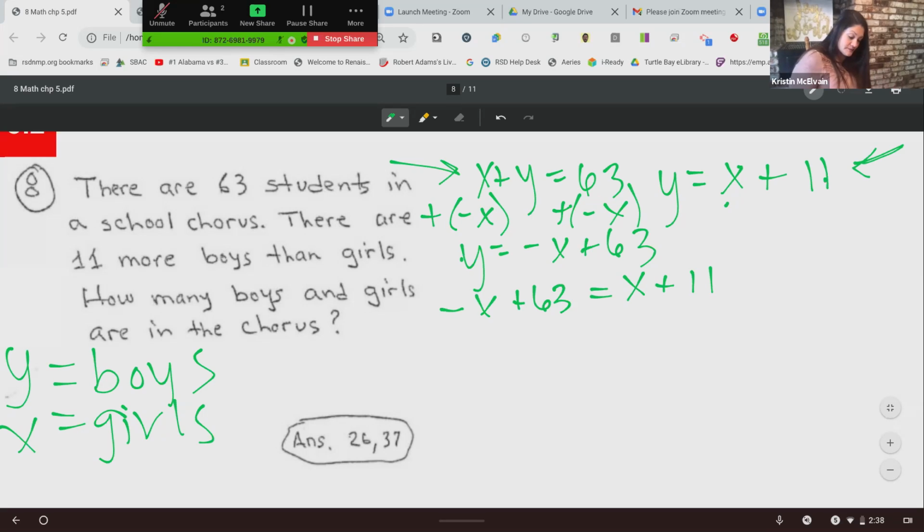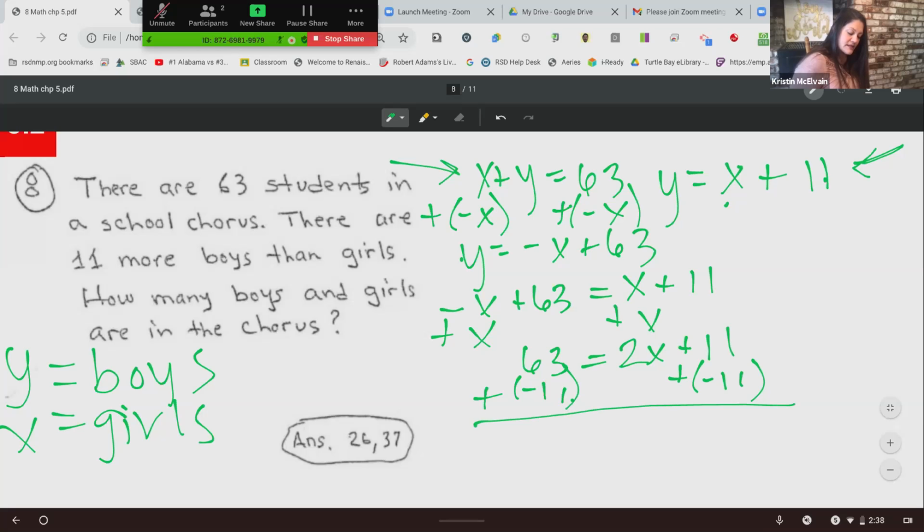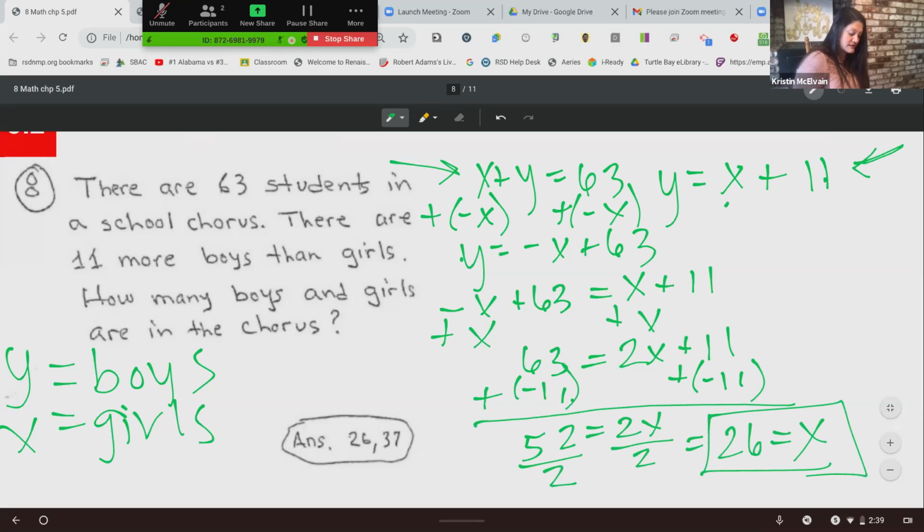Let's first get rid of this negative x by adding the opposite. Now we have 63 equals 2x plus 11. Add a negative 11 to combine like terms. Then 3 minus 1 is 2, 6 minus 1 is 5. So 52 divided by 2 gives us 26. 26 equals x, so that is our number of girls.